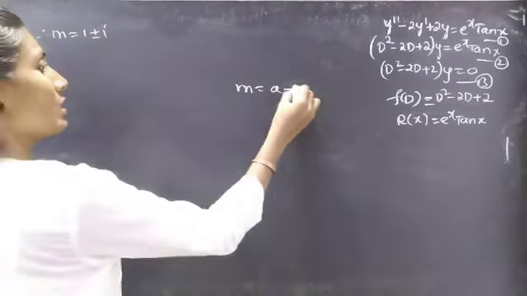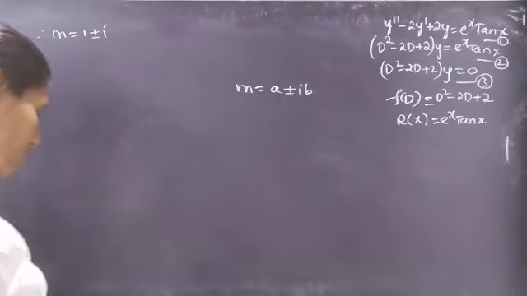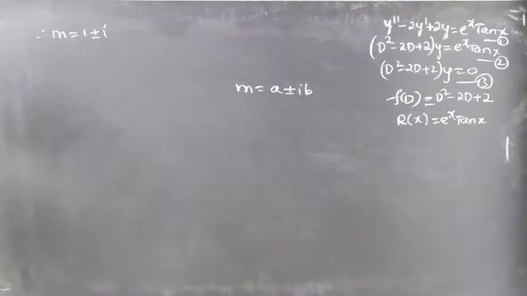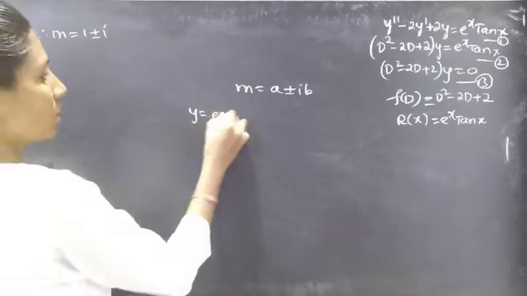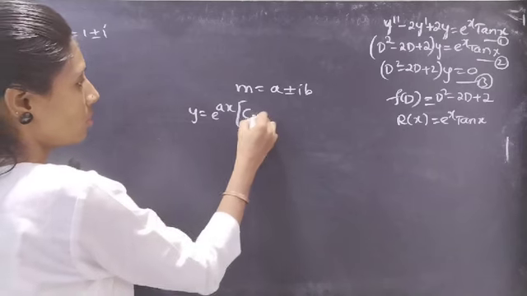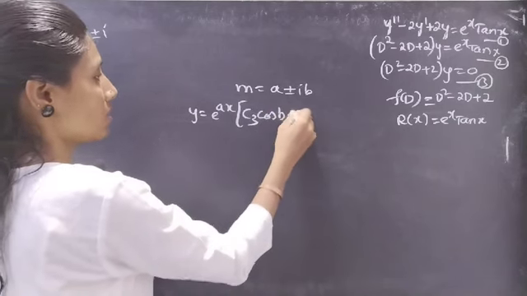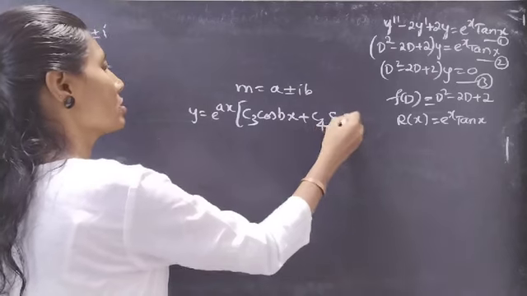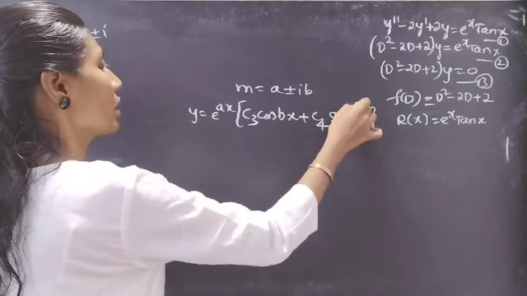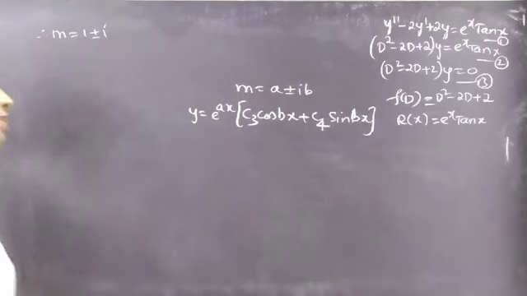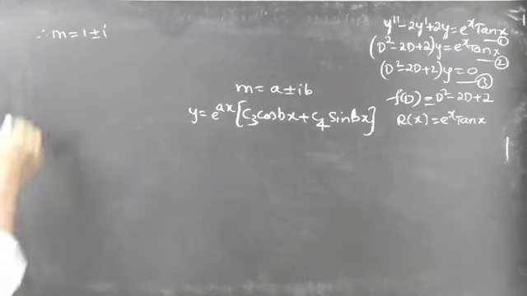We know that when the roots are a plus or minus ib, that is a pair of complex conjugates, then the solution of the homogeneous equation looks like y equal to e power ax into (a constant into cos bx plus another constant into sin bx). I have used C3 and C4 instead of C1 and C2 because I wanted C1 and C2 to appear in the last general solution. Okay, fine. Now let's write the solution of the homogeneous equation.